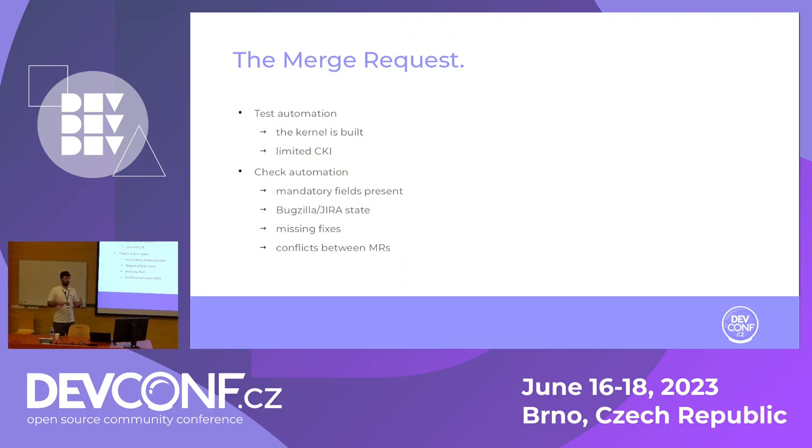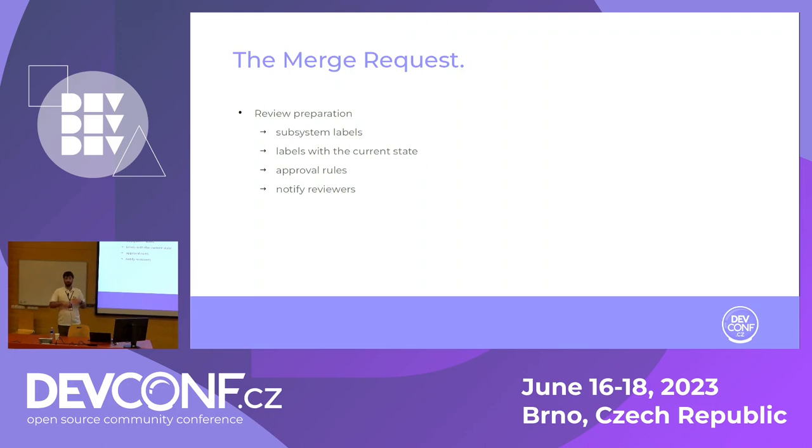Then also some automation is run, which will do checks on the submission. It will check whether the fields I described, like the Bugzilla entry and so on, are present. If not, it will tell you in a comment in the merge request. It will check whether the Bugzilla or Jira issue you filed is in the proper state. That's something you cannot influence. Someone at Red Hat has to put the bug or issue in the correct state. Another check is for missing fixes. If you backported something from upstream and there was a follow-up upstream that fixed it, and it's not in your submission, you will get notified. It will also check for conflicts between submitted merge requests. It is quite important given the amount of merge requests we have.